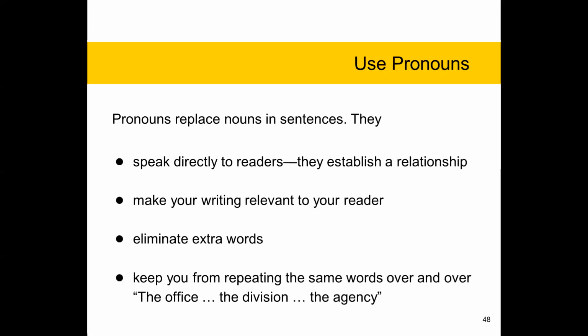It's when you're issuing orders: sit, stand, stay. You're making it clear to people what they need to do. So pronouns will allow you to speak directly to readers and show who's responsible for what. This is important. They make your writing more relevant because people are always thinking, why do I have to read this? They're thinking, what's in it for me? What am I trying to do here?